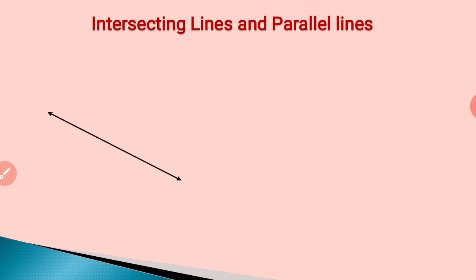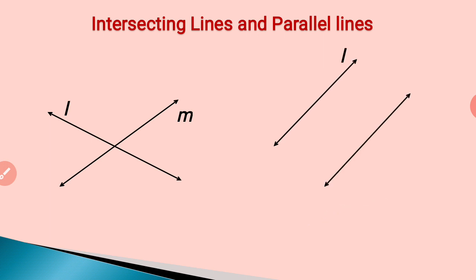Now let us see what intersecting lines are. So here I have a line L and then I have a line M which have intersected at a point. Then I have line L and line M. Here in this case they are parallel to each other. They are not at all going to meet, so they are parallel to each other.